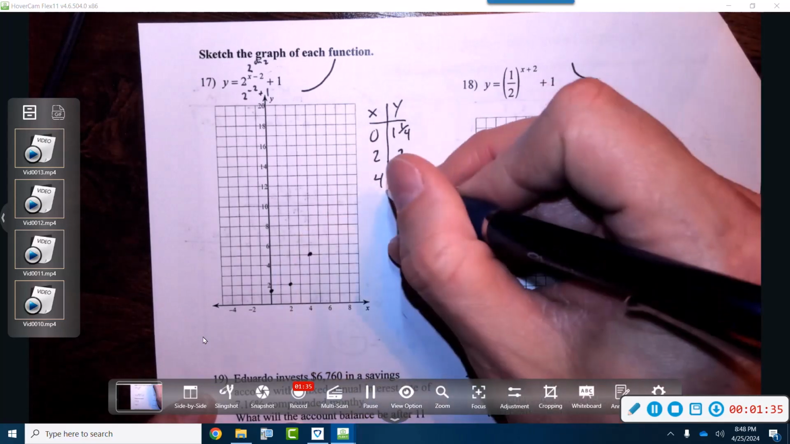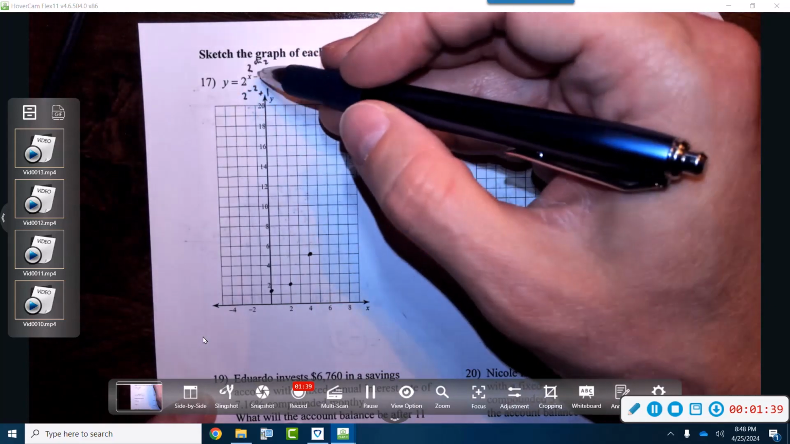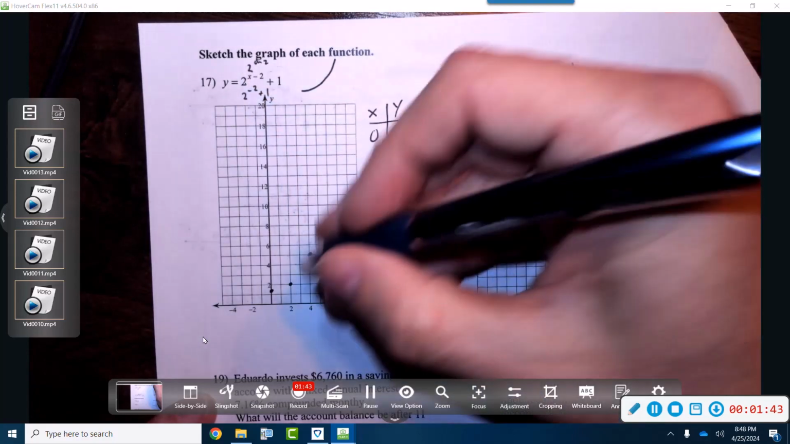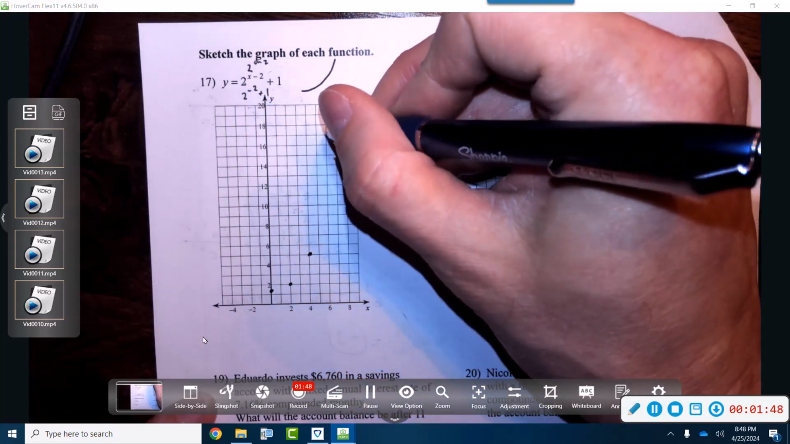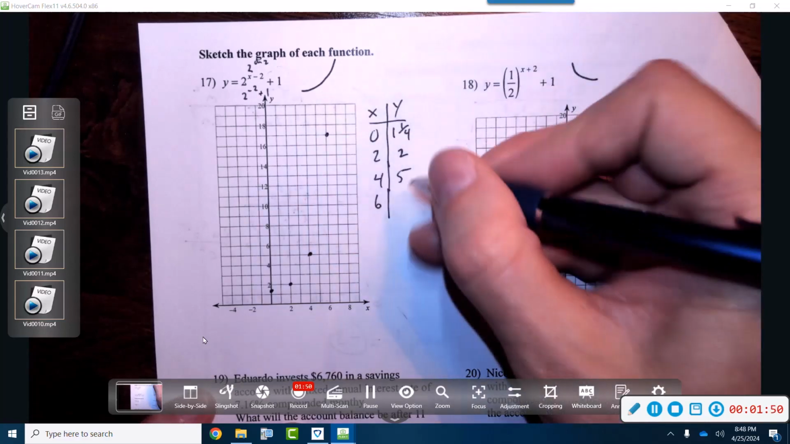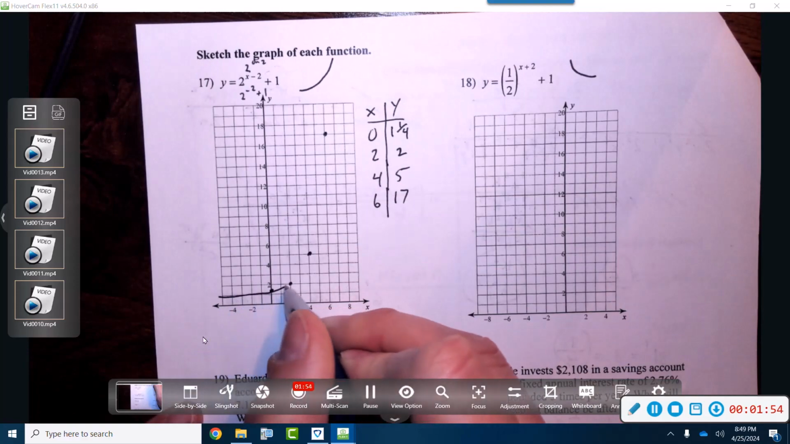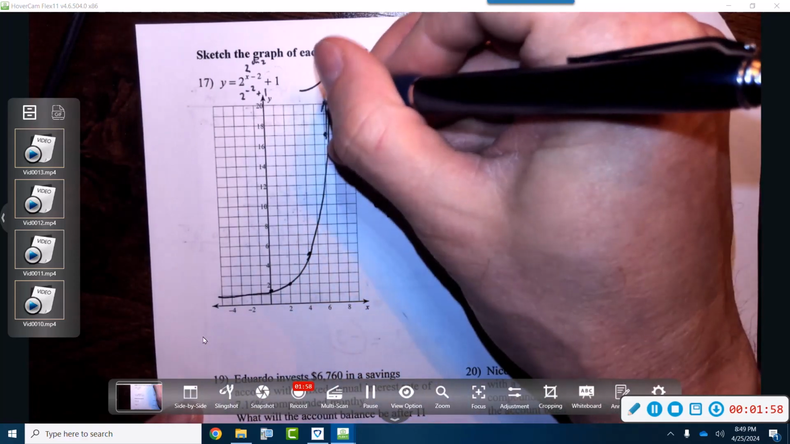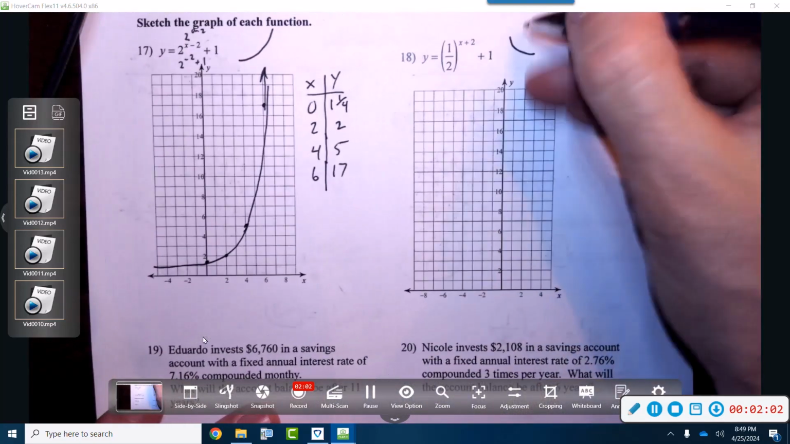Now let's go to 6. 6 would give us 2 to the 4th power, which is 16. 16 plus 1 is 17. So 17. Now notice what I did is I just picked nice round numbers. Oops, missed the point, but right around there, that's just fine.